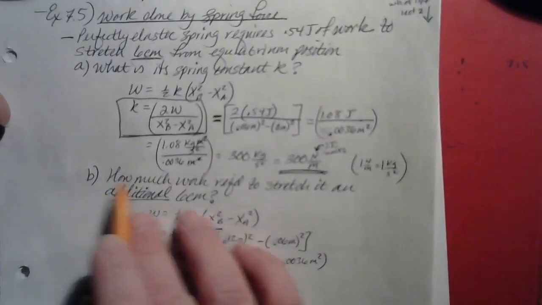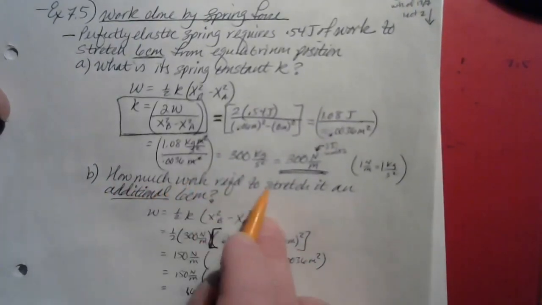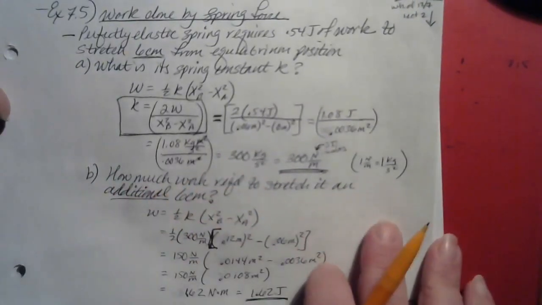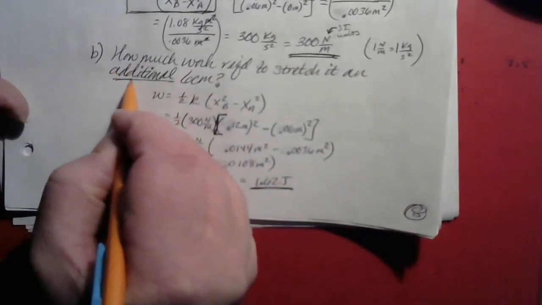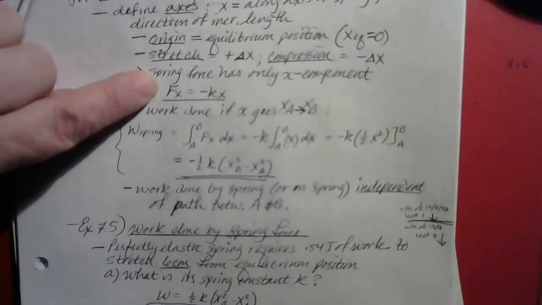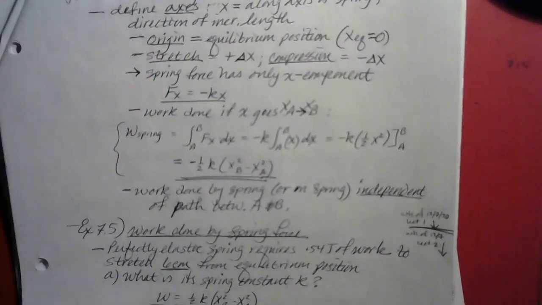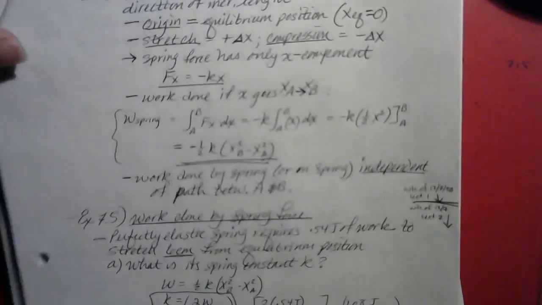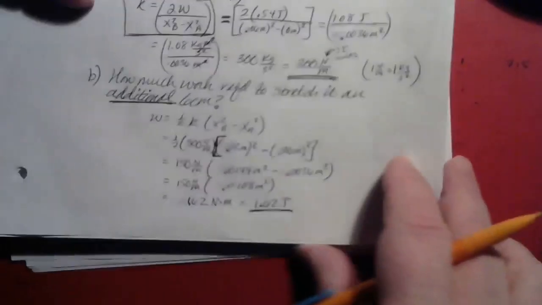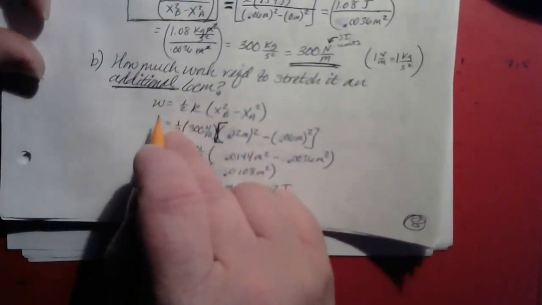Okay, the next question would be, how much work is required to stretch it an additional 6 centimeters? And you might think, oh, it's the same. But it would be the same if we were talking about force. The amount of force necessary to stretch the spring from 0 centimeters to 6 centimeters should be the same as the force needed to stretch it from 6 to 12 centimeters. But that's not true of work. So we need to use the equation for work.